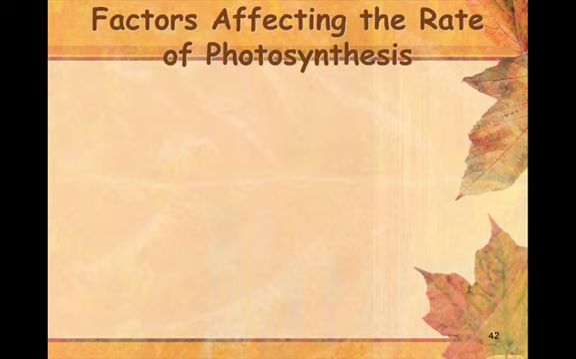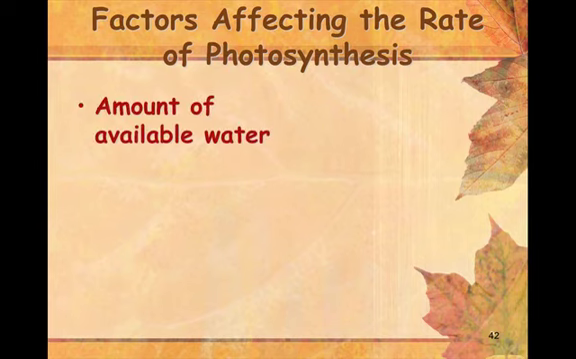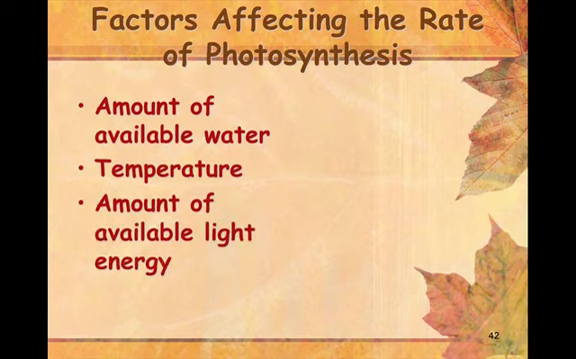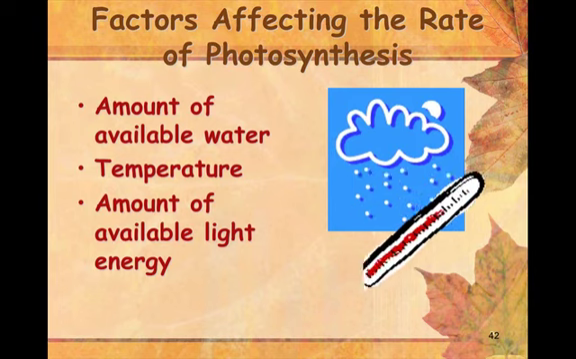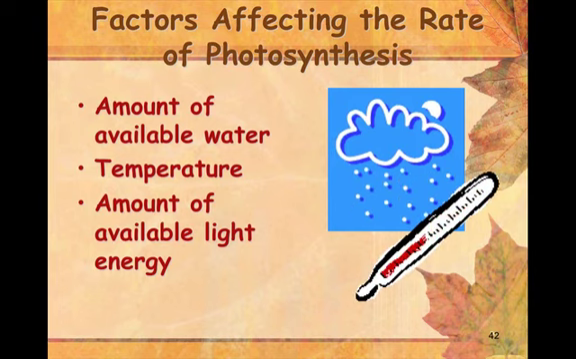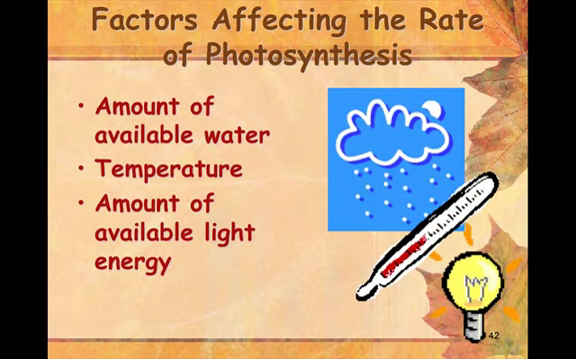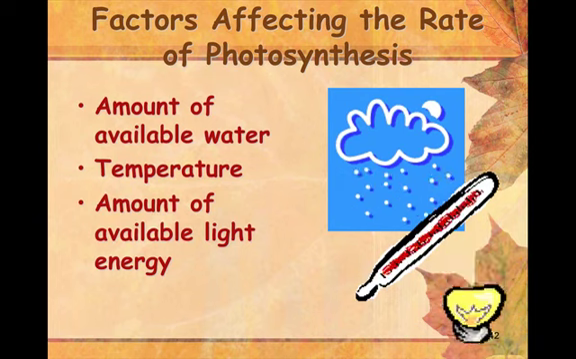Factors affecting the rate of photosynthesis, that means how fast photosynthesis will occur. Those are going to be the amount of available water, temperature, and of course, the amount of available light. So once again, the amount of available water, temperature, and the amount of available light energy.